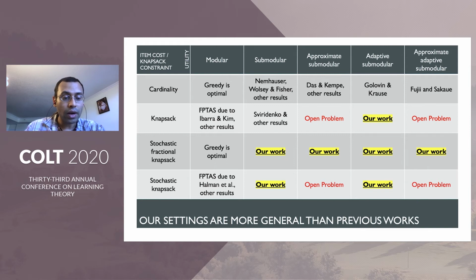So there, the total cost needs to be within the budget with probability 1, and item costs can vary at random. This is in fact the first work to develop provably good algorithms when the utility function is not modular and the constraint is a stochastic knapsack constraint. So we solve this problem for submodular utilities and adaptive submodular utilities, and we provide the first algorithm with provably good guarantees in this setting.